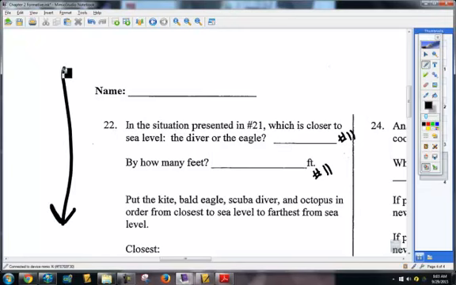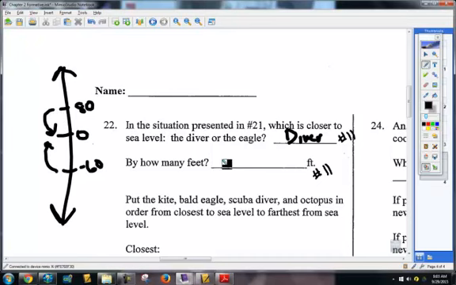Now, to bring this back up, this was 0. I think the diver was at negative 60. The eagle was at 80. So which one's closer? Obviously the diver. Now, it wants to know by how many feet. Well, if the eagle is 80 feet and the diver is 60, that means they are 20 feet closer. 20 feet closer. That's worth 2 points there.